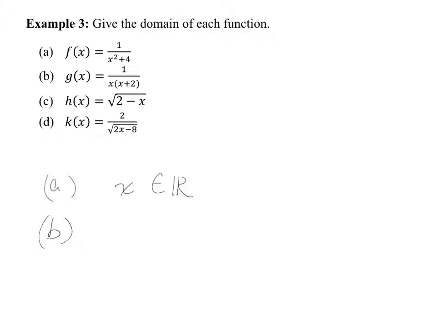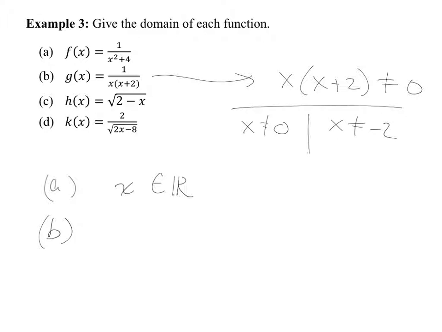Plug in negative 2. You get 0 times negative 2, which is 0. Plug in 0. You get 0 times 2, which is 0. So if you set the denominator for number 2, or part B, you say that the denominator cannot equal 0. We can see that x can equal 0, and x can equal negative 2. Those are the two things that would make the denominator 0.